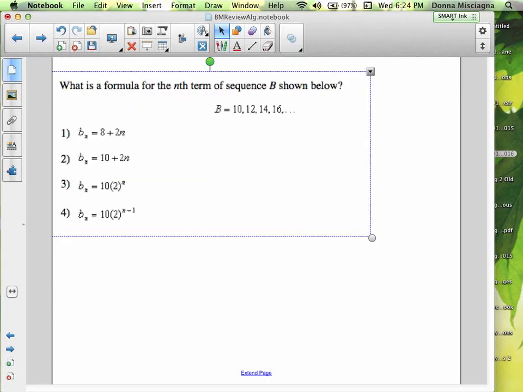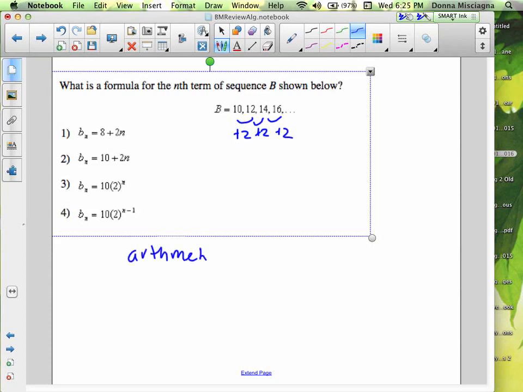So write a formula for the nth term of the sequence shown. Man. All right, so let's figure out linear, arithmetic. Linear and arithmetic are the same thing. Excuse me, geometric or arithmetic. Plus 2, plus 2, plus 2, arithmetic. Okay, it's an arithmetic sequence. So a_n equals a1 plus n minus 1 times d.